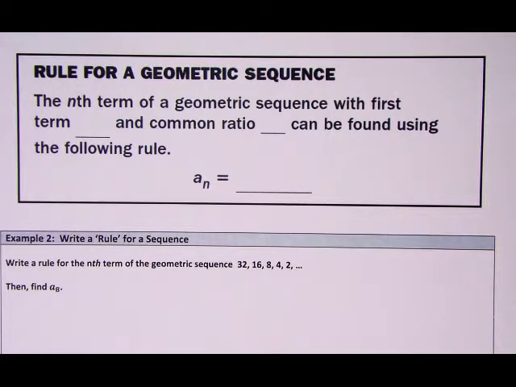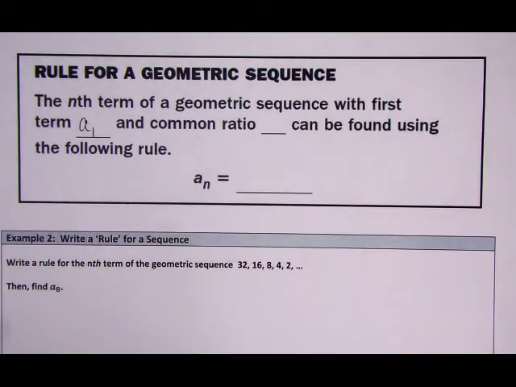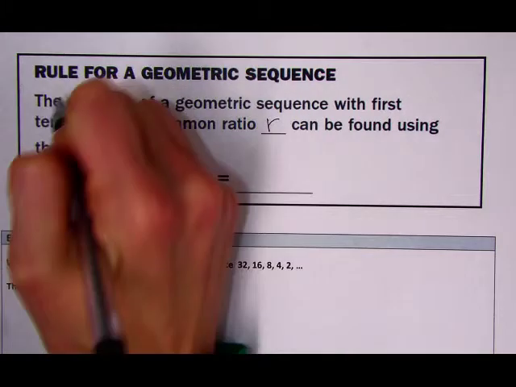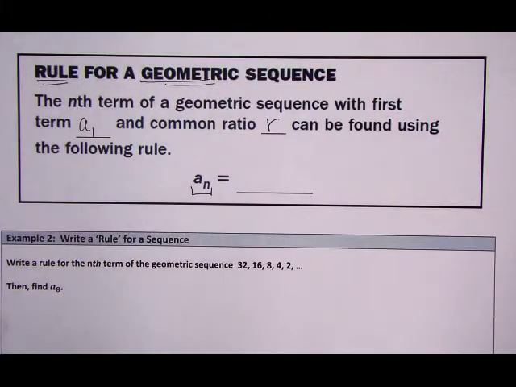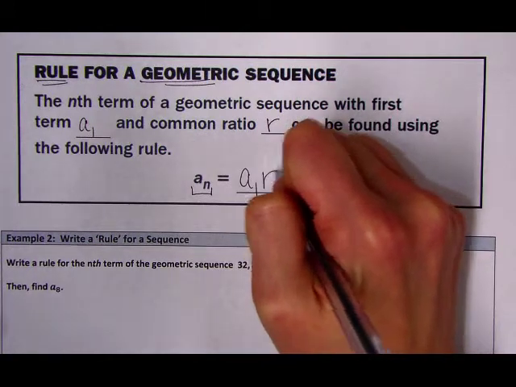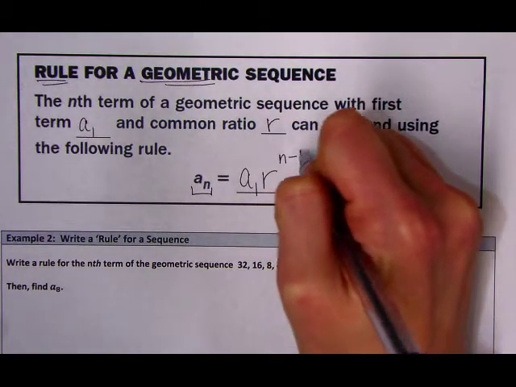So the nth term of a geometric sequence with your first term notated as a sub 1, obviously that hasn't changed at all throughout all of our lessons. A sub 1 represents our first term. And our common ratio, we talked about this before, is r, can be found using the following rule. A sub n, again we're using a sub n to represent our rule, for a geometric sequence is a sub 1 times r raised to the n minus 1.